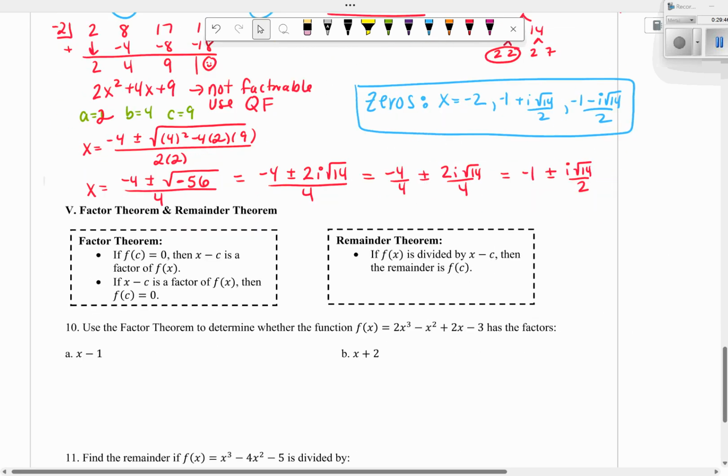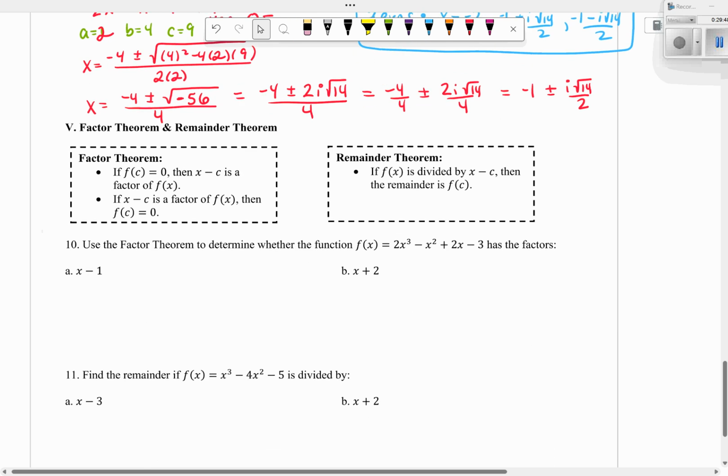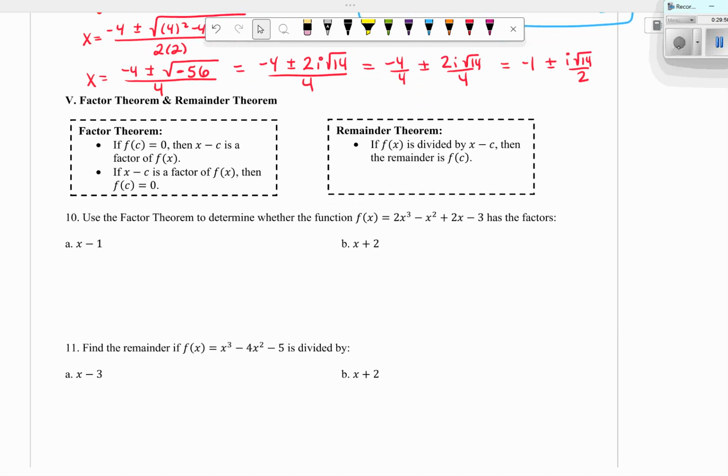All right, so last part. So we have our factor theorem and remainder theorem. The factor theorem states if f of c equals 0, then x minus c is a factor of the function. If x minus c is a factor, then f of c equals 0. And the remainder theorem states that if f of x is divided by x minus c, then the remainder is f of c.